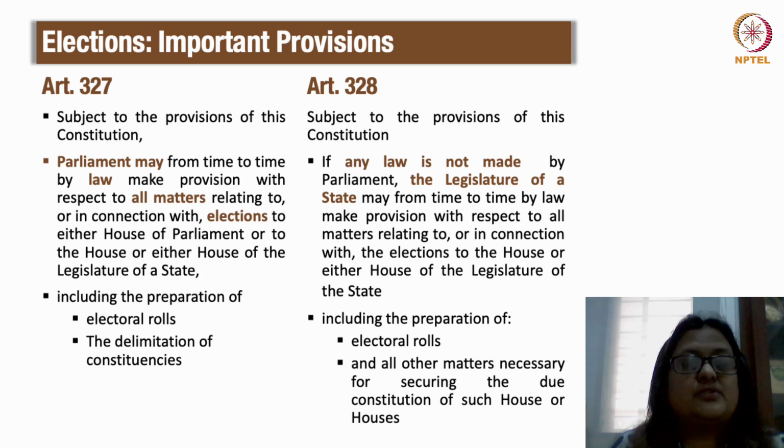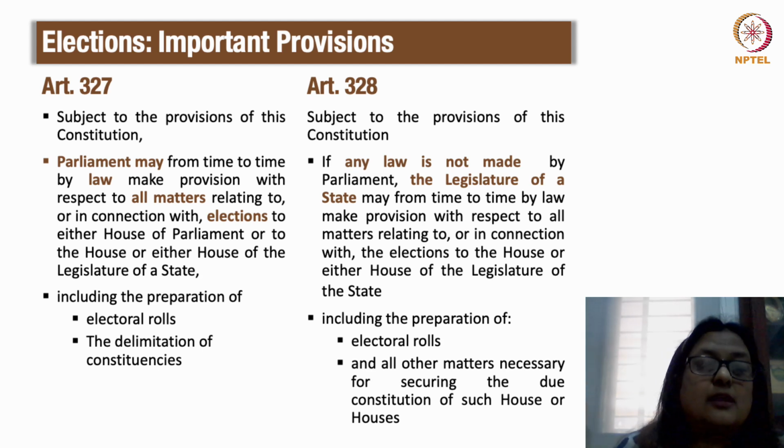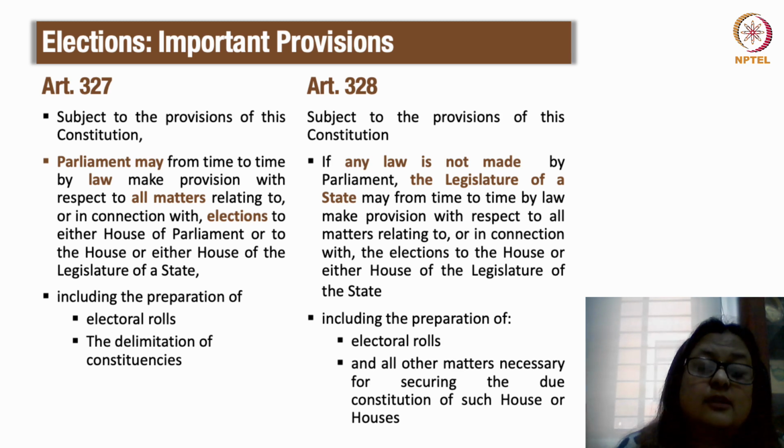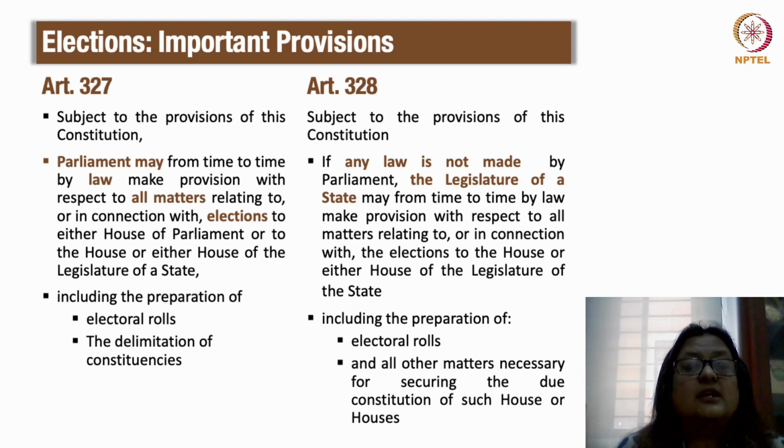Now, subject to the provisions of the Constitution, Article 327 gives the power to Parliament to make laws regarding elections. Parliament may from time to time make law with respect to all matters relating to or in connection with the elections of the Houses of Parliament or the Houses of the Legislatures of the state. So Parliament can make laws regarding the elections of the Union Parliament and the State legislatures. This includes the preparation of electoral rolls and the delimitation of constituencies.